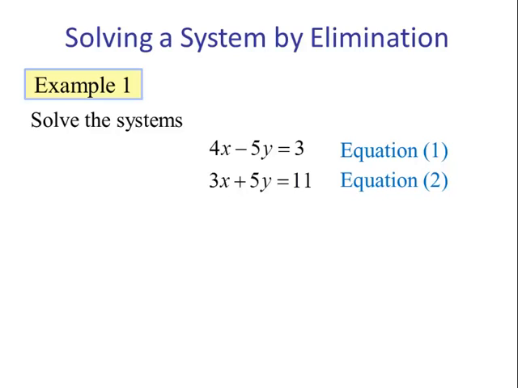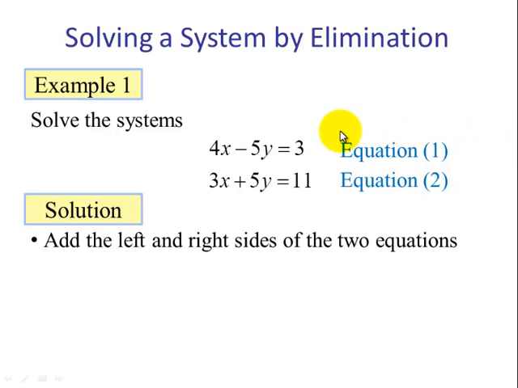To solve this by the graphing method, we would have to change both equations into the y equals mx plus b form. Quite a bit of work. To solve this by substitution, we would solve for x or y in one of the equations, and we see no coefficients of 1. So even with substitution, it's going to be a little bit of work. But this is a special case where if we were to add these two equations together, the y variables would cancel.